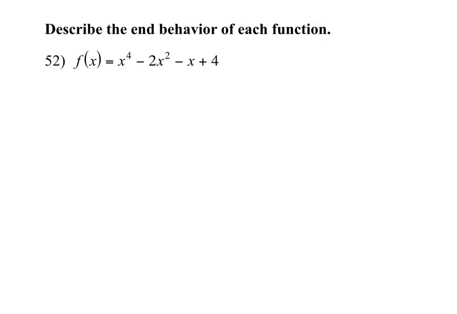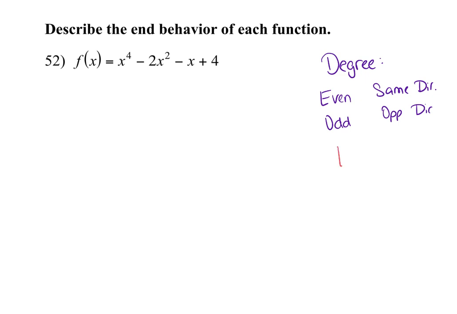All right, describe the end behavior. The first thing I'm going to look at is my degree. If my degree is even, they go the same direction. If it is odd, they go opposite directions on the end. I'm talking about what happens on the end of my function, not in the middle, on the end, okay? Once I figure out if they go the same or opposite direction, I look at my leading coefficient. If that is positive, then it goes up. If it is negative, it goes down.